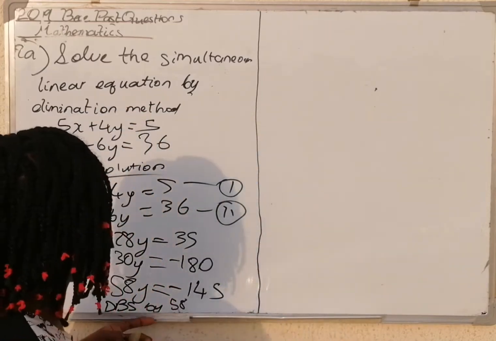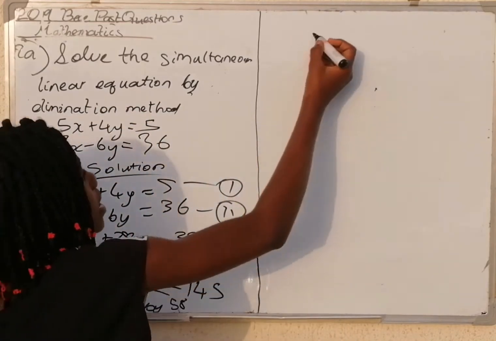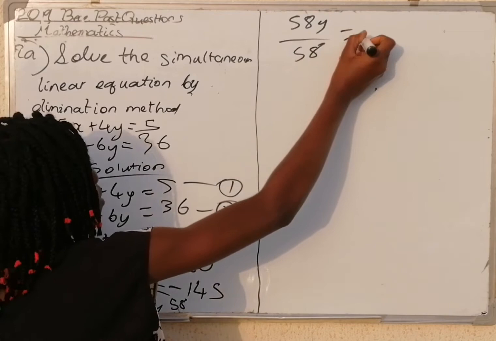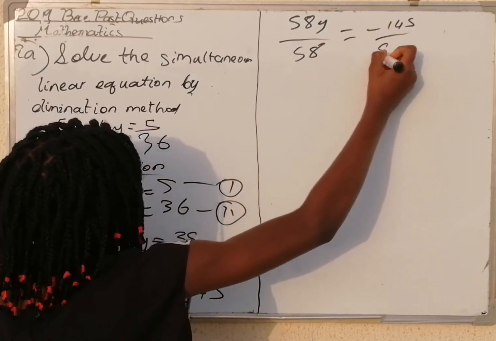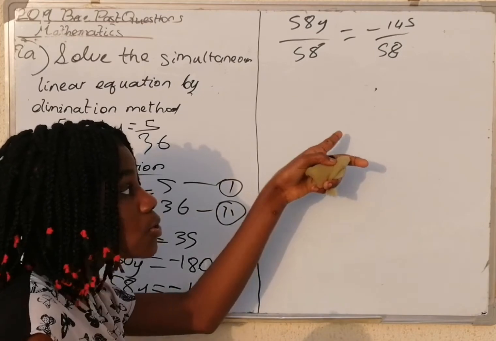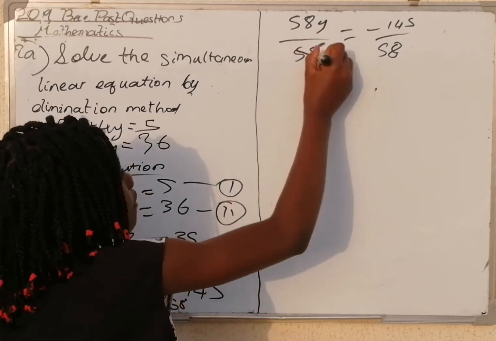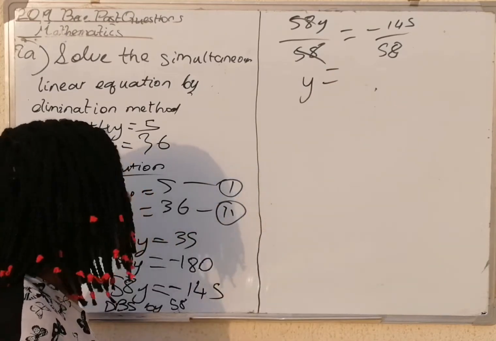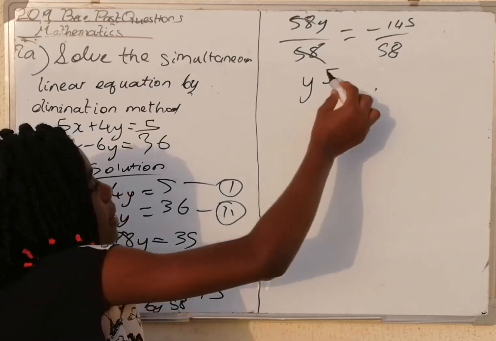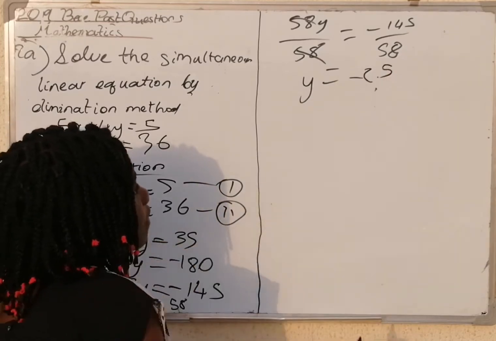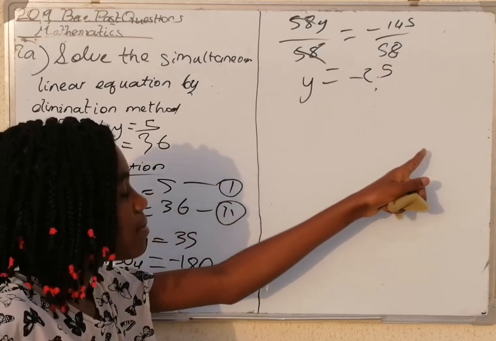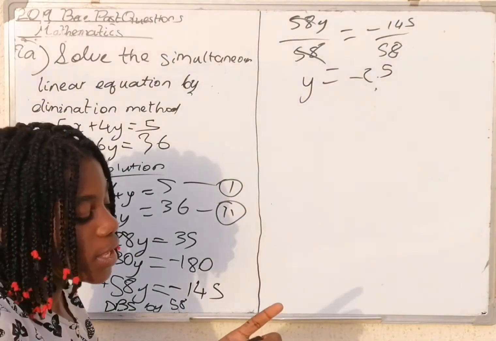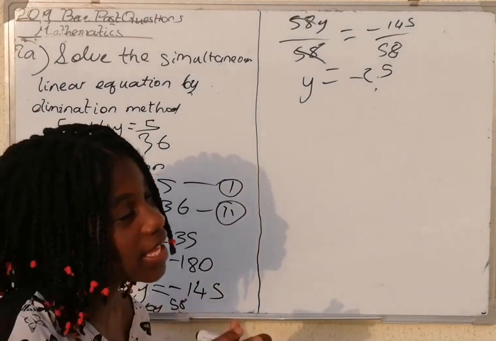So, okay, this one we divide both sides by 58. 58y divided by 58 equals minus 145 divided by 58. And if you remember, the earlier answer was 2.5. So y equals minus 145 divided by 58. So this becomes minus 2.5, because in a fraction, if the numerator or denominator is negative, it means that the answer will be negative.